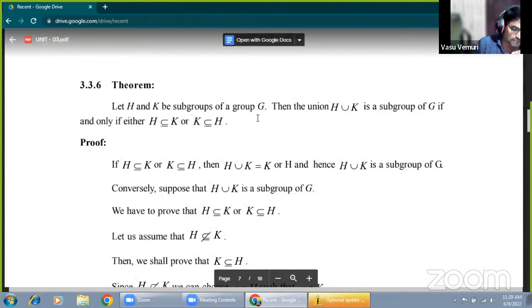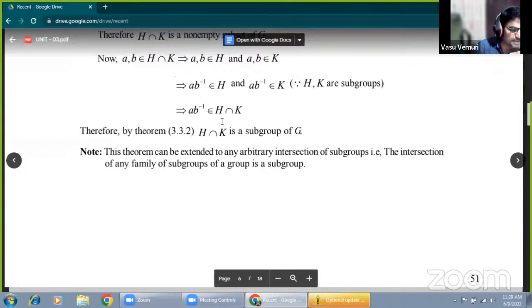Okay. Now that's it. That is also the same manner. ab inverse: a, b belong to Hi and ab inverse belongs to Hi. Suppose a, b belong to H1 intersection H2 intersection H3, and so on, denoted by Hi.